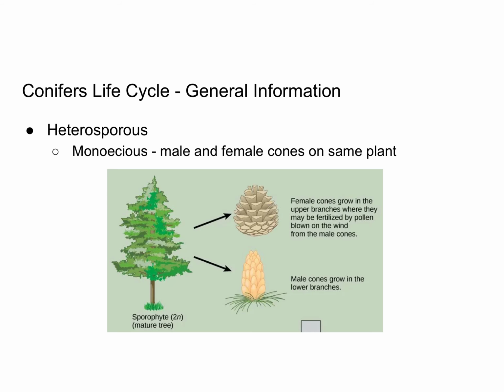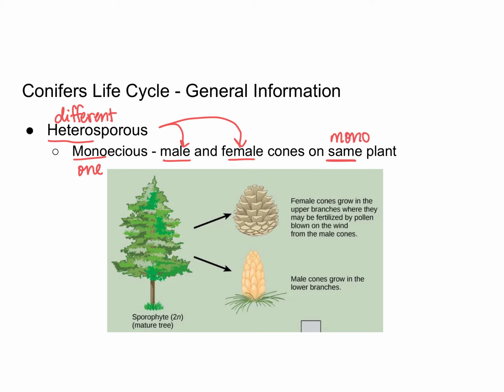So to start, conifers and gymnosperms in general are heterosporous. Remember, hetero means other or different. And so what this means is that there are separate male and female spores that are produced in the process. Now they are also monoecious, and mono means one. So we've got male versus female, but they're on the same plant, which gives us the monoecious.